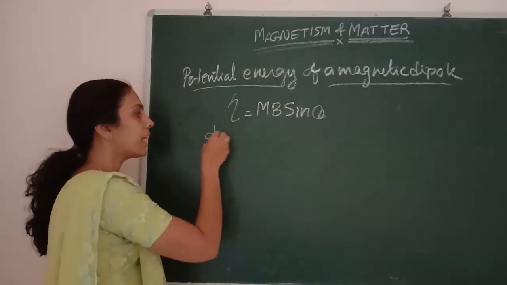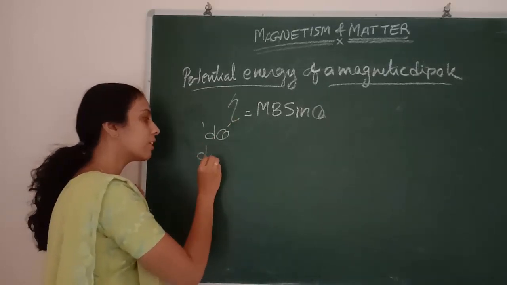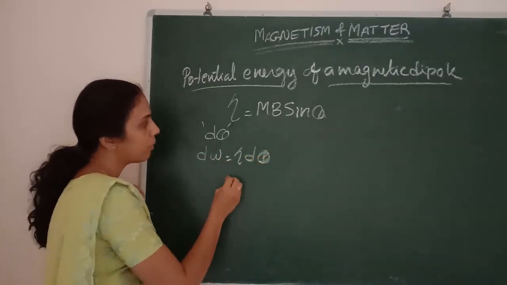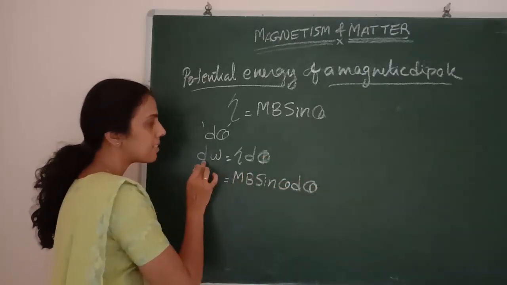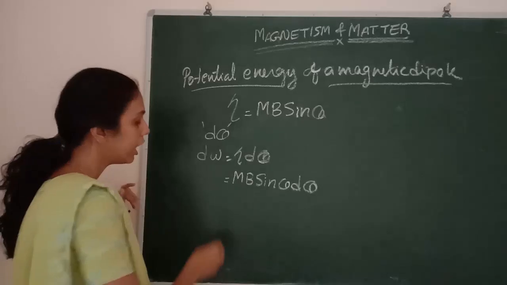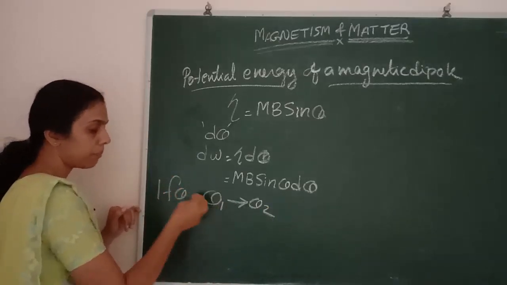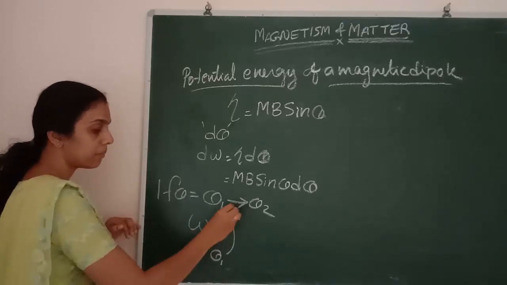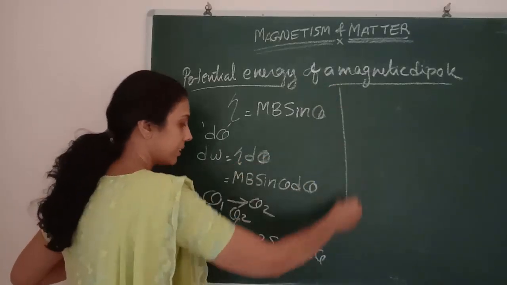And if it is rotating through an angle dθ, if the dipole is deflecting through an angle dθ, then what will be the work done for that small deflection dθ? dW will be equal to τ dθ. What is τ here? mB sin θ into dθ. This is the work done for a small deflection dθ. Then what will be the total work done if the dipole is moving from θ1 to θ2? That will be equal to the integral from θ1 to θ2 of mB sin θ dθ. Okay, that is the total work done.